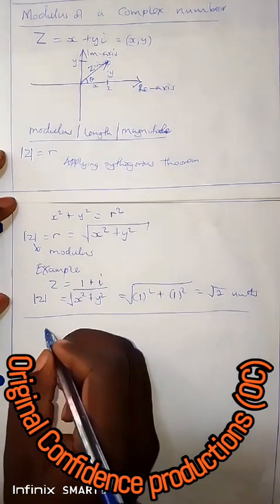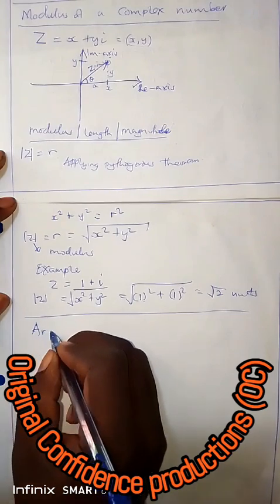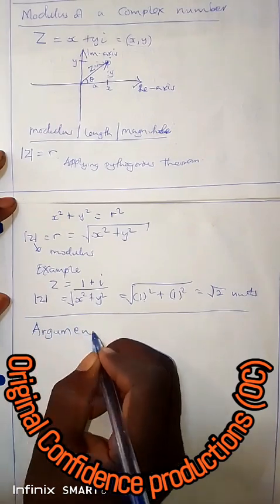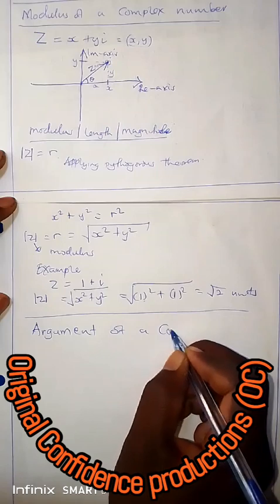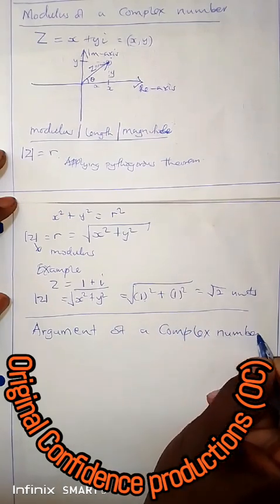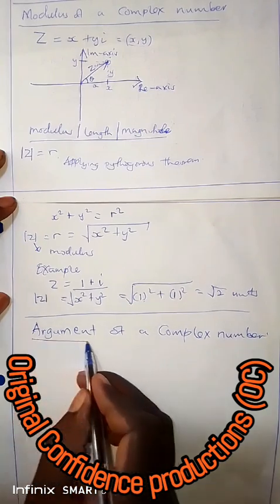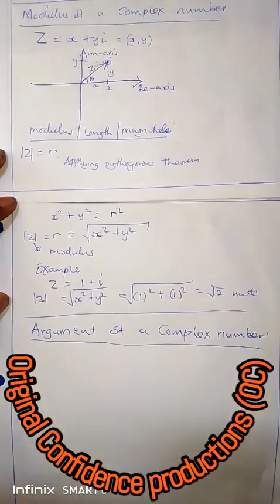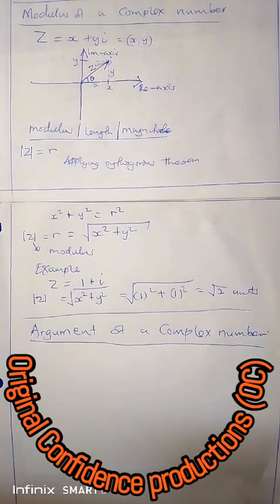There is something called the argument of a complex number. We shall also look at the argument of a complex number. When we are looking at the argument of a complex number, what do we do specifically? We look at this.